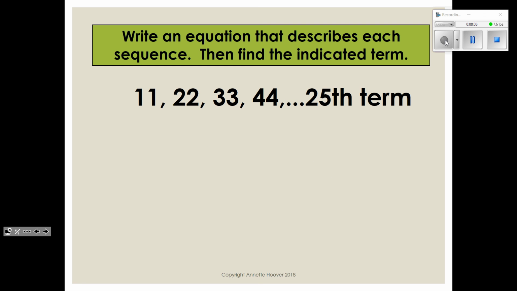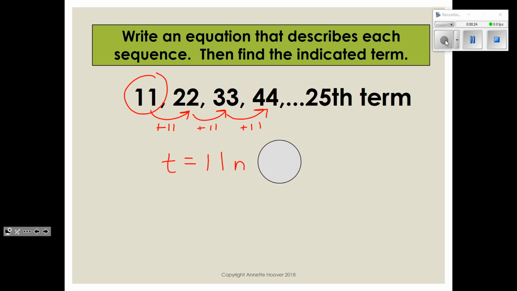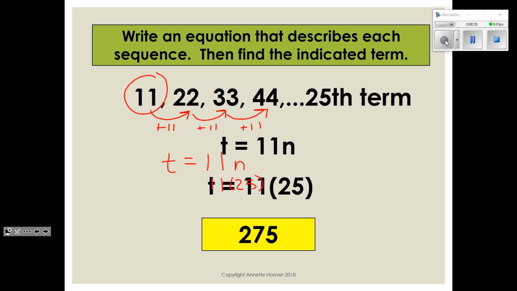What am I counting by? Here's the sequence. What am I counting by? Each time I am going up by 11. So I'm counting by 11s. So for my equation, I write 11 times n. Did I start counting on 11? Well, in this one I did. So I don't need the second part of the equation. Now to find the 25th term, I simply plug in 25 to n, and I ask myself, what is 11 times 25? And that is 275.